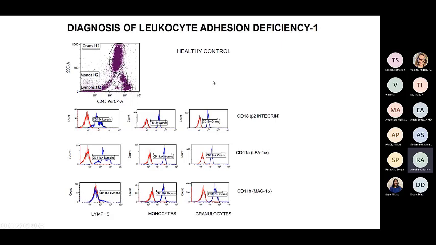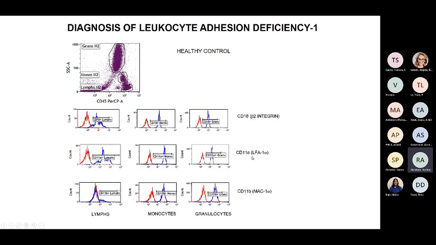And so when you don't have proper expression of some of these integrins, you then wind up with an immunological phenotype. And leukocyte adhesion deficiency is caused by mutations in this beta-2 integrin encoding the CD18 gene. As you can see, it's expressed on all our cells, on lymphocytes, monocytes, and neutrophils. The red is an isotype control. The blue is the specific staining. And you can see nice expression in a healthy control of CD18 homodimers.